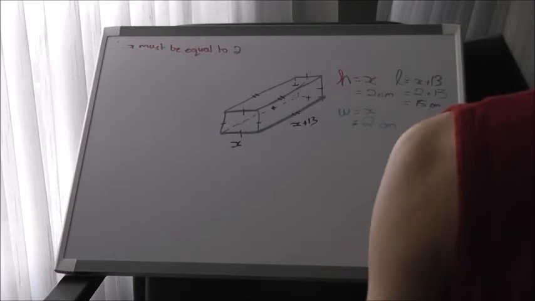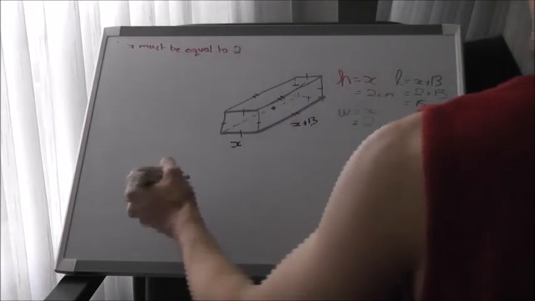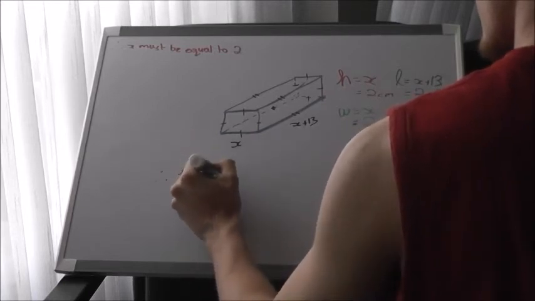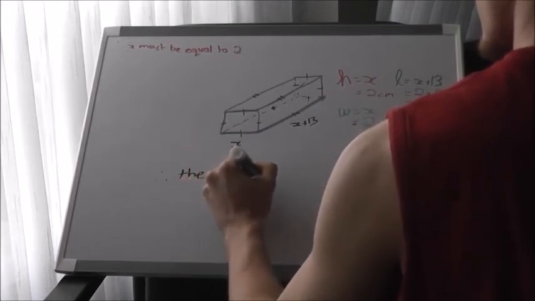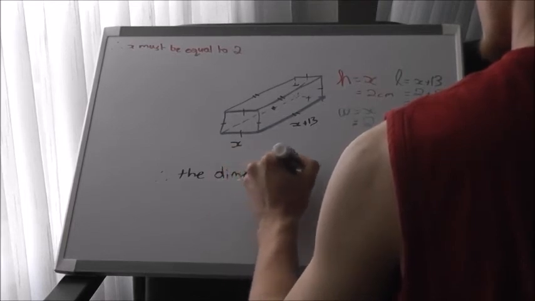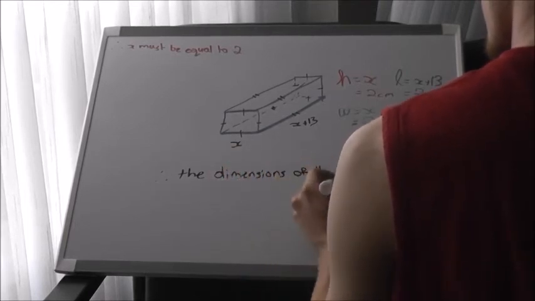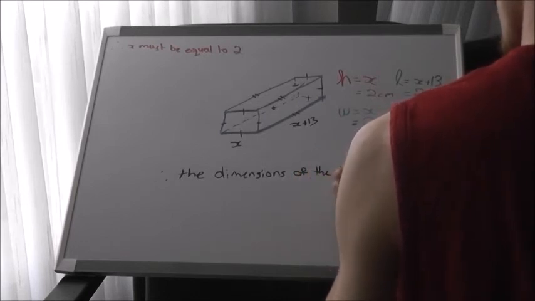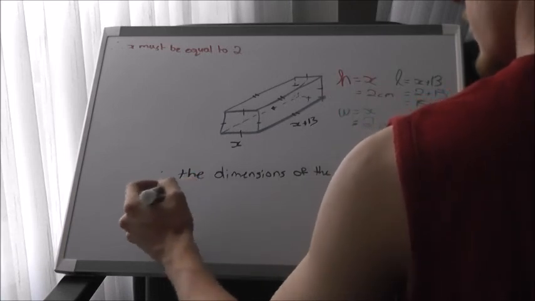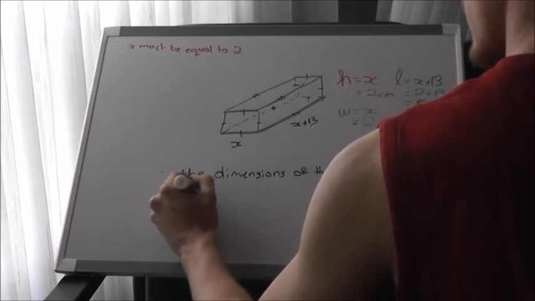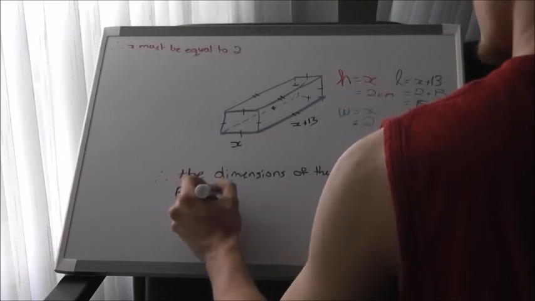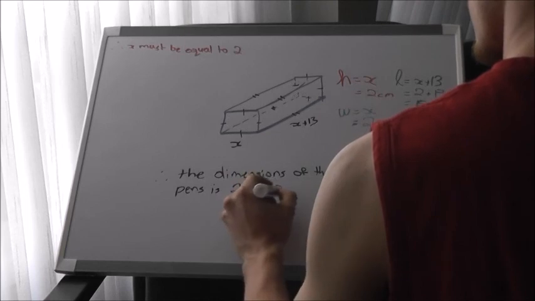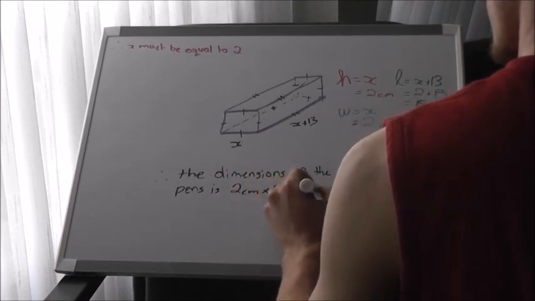Now that we have our dimensions, we will now write our therefore statement. Therefore, the dimensions of the box holding the pens is 2 centimeters by 2 centimeters by 15 centimeters.